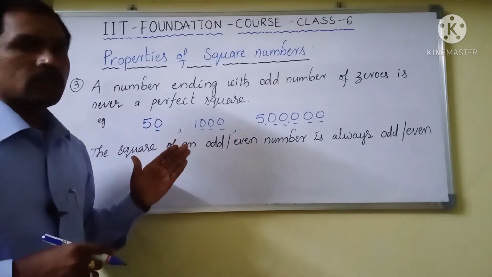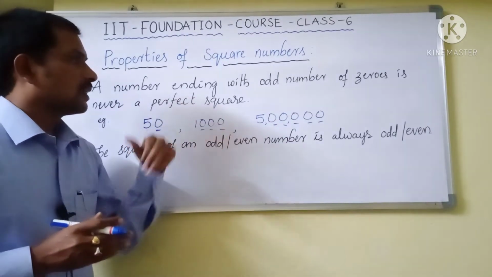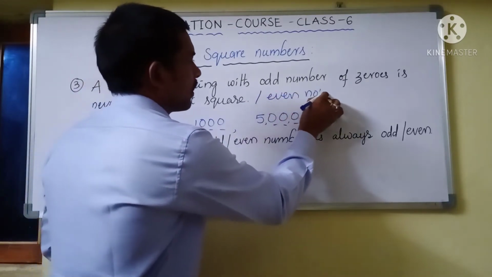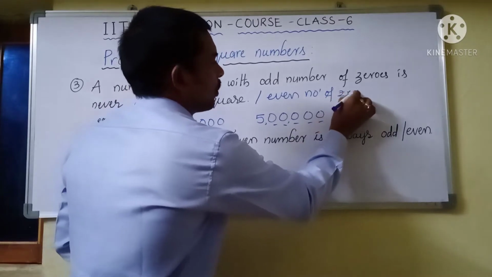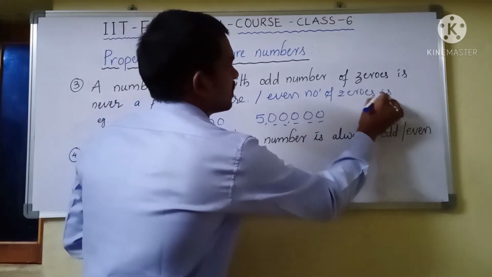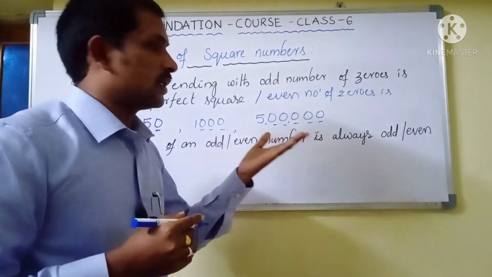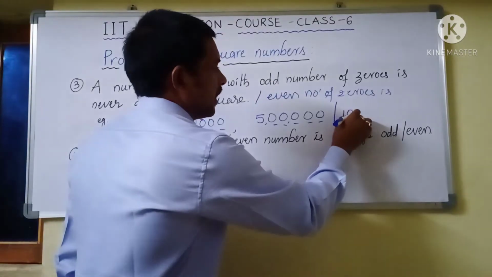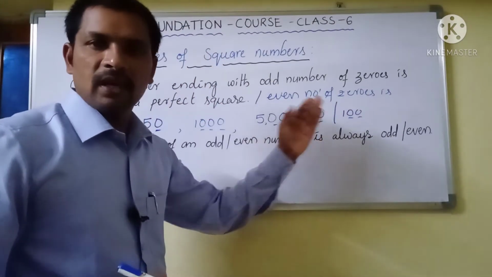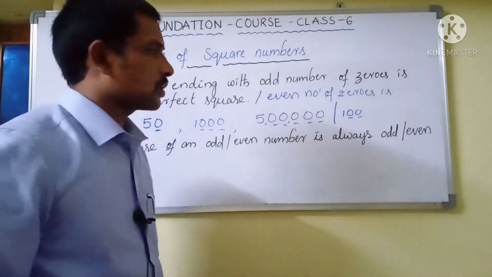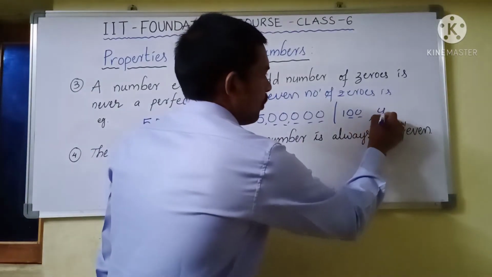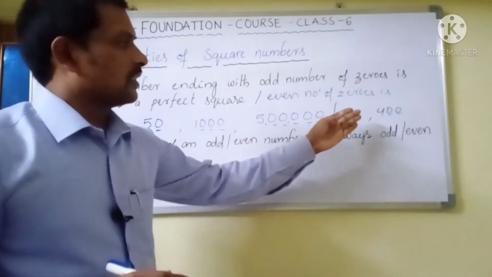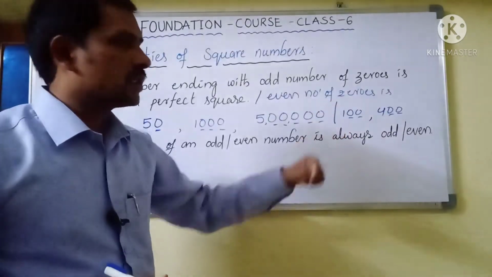Sometimes numbers having an even number of zeros are perfect squares. For example, if I take 100, there are 2 zeros, which is an even number of zeros. This is a perfect square. Then 400 also has 2 zeros. This is also a perfect square, that is 20 squared.